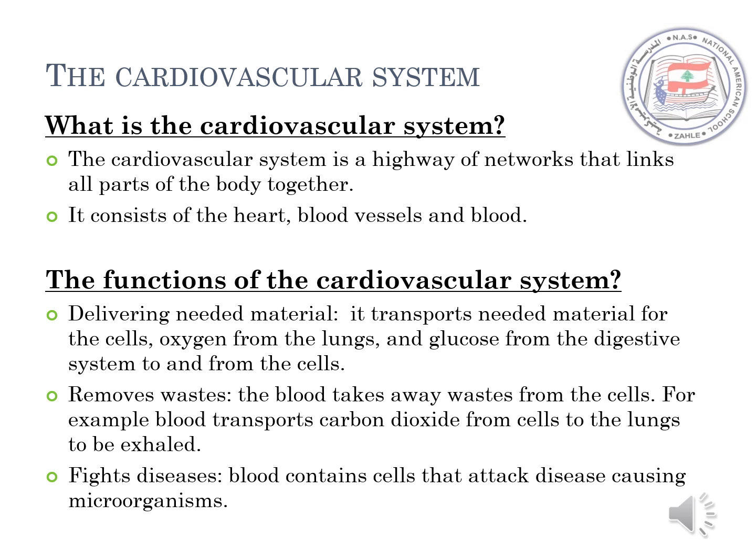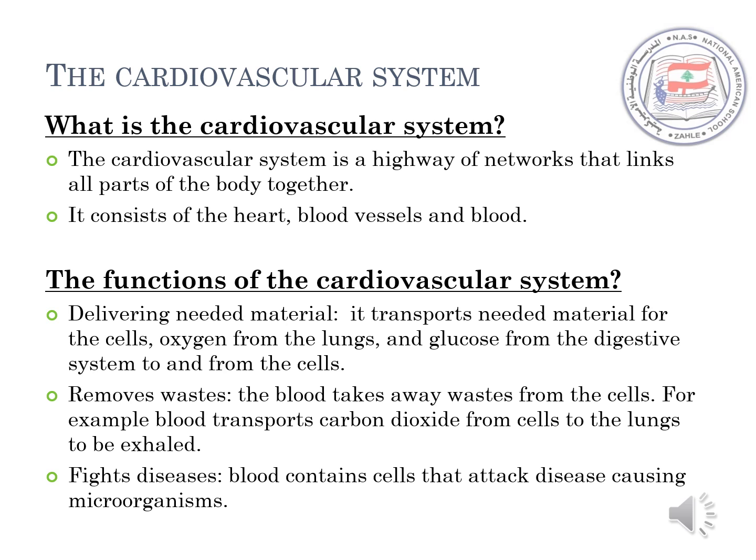So, what is the cardiovascular system? The cardiovascular system is a highway of networks that links all parts of the body together. It consists of the heart, blood vessels, and blood. What are the functions of the cardiovascular system? Number 1, it delivers all needed material. It transports the needed material for the cells, oxygen from the lungs, and glucose from the digestive system to and from the cells. Second, it removes waste.